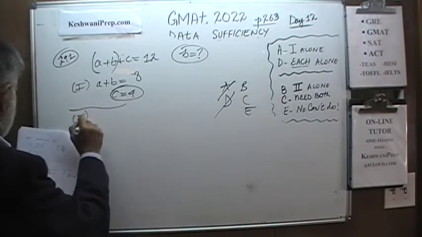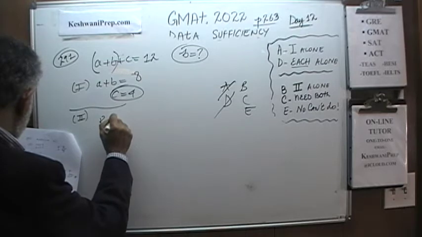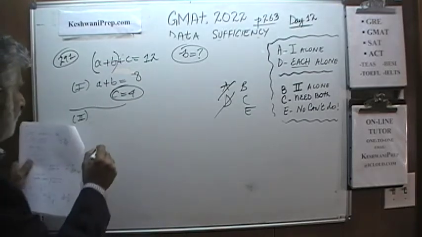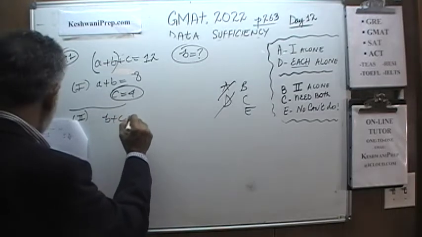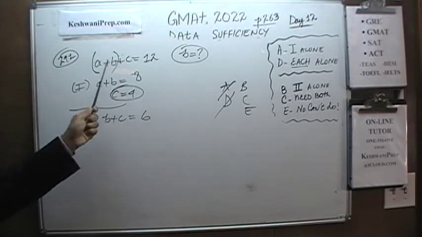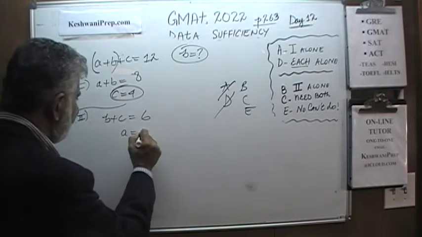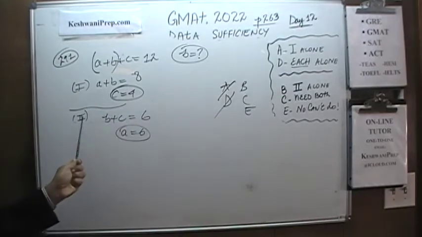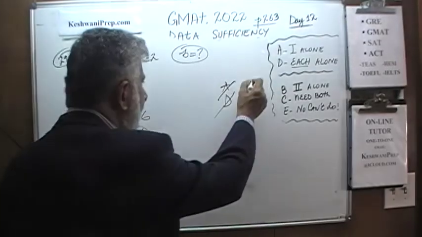The second statement tells us that B plus C is equal to 6. Again, knowing that B plus C is 6 means A must be 6. Knowing that A is equal to 6 does not tell us what B is, which means the second statement by itself does not do any good.